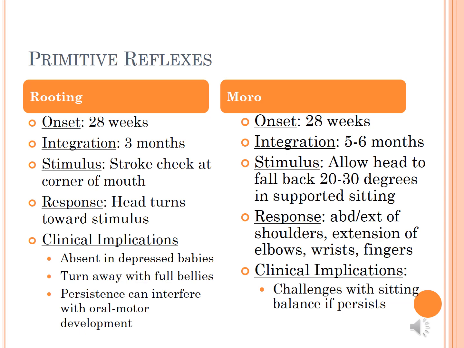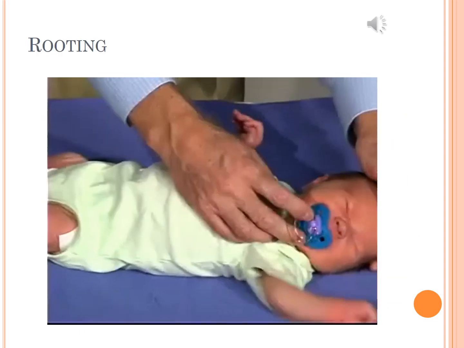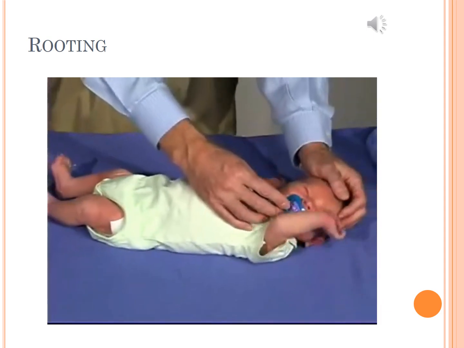Challenge if it persists though, it goes away right around the time that babies are starting to sit up on their own. If they continue to have that reflex, it's going to continue to make them lose their balance backwards because they can't start to purposefully move their arm to protect themselves. And then it will cause challenges with progressing independent sitting.